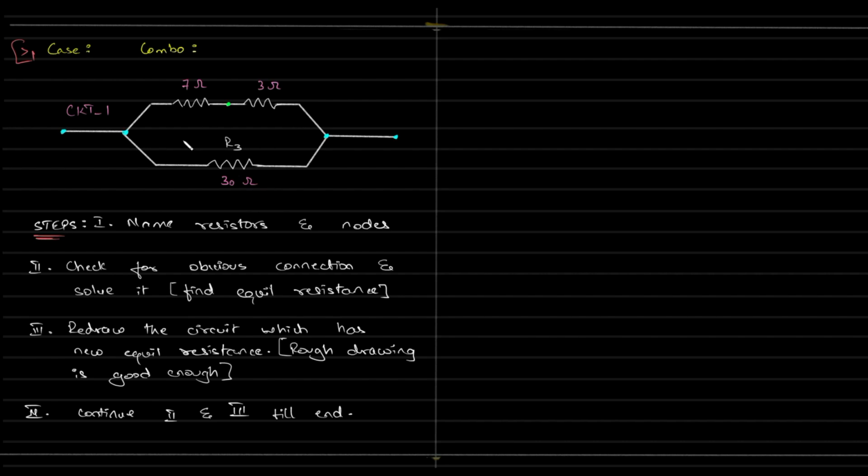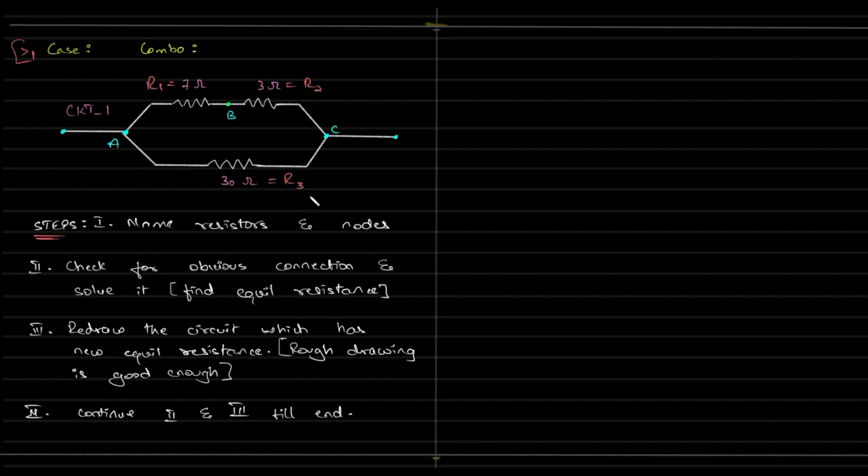So now, first thing is name the resistors and nodes. So let me name them resistor R1, R2, R3. Generally they would not have been given, so it's good to name them. Now also the nodes. Nodes always help. A, B, C. So these are your nodes.